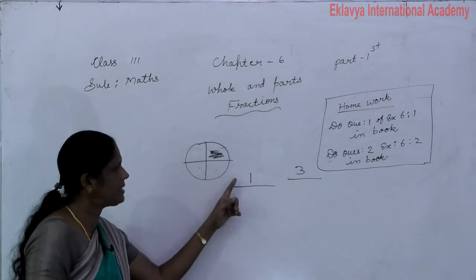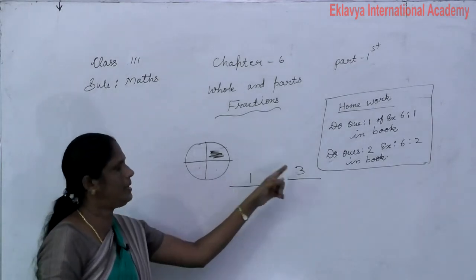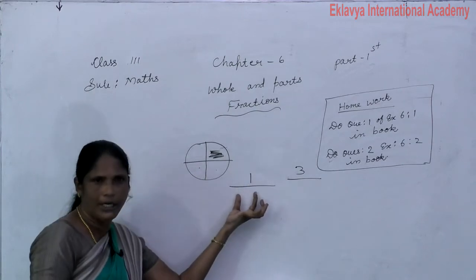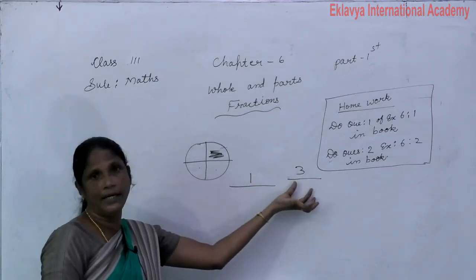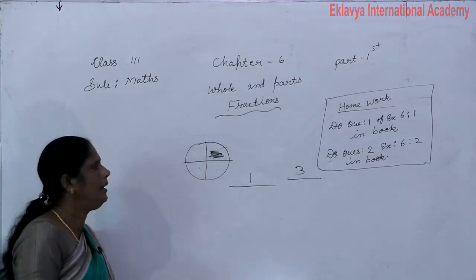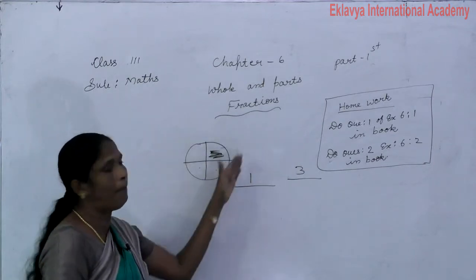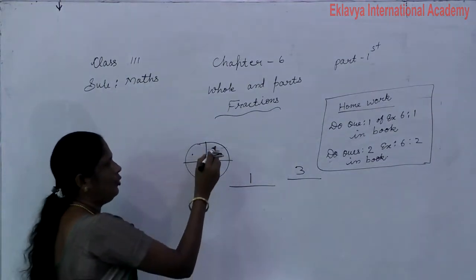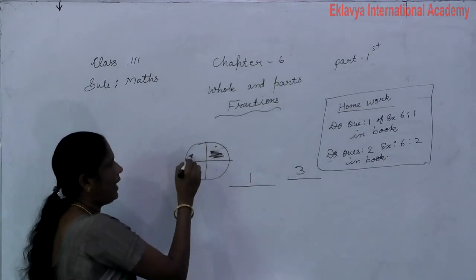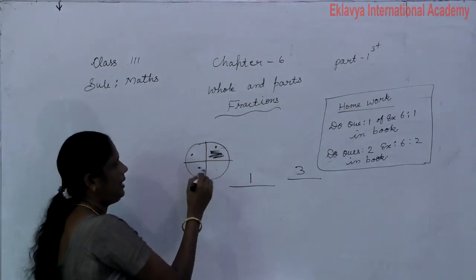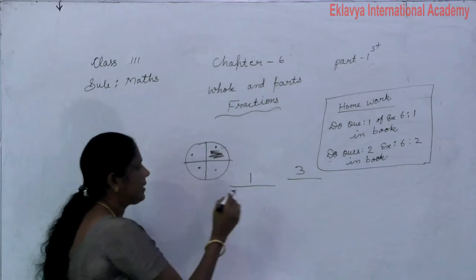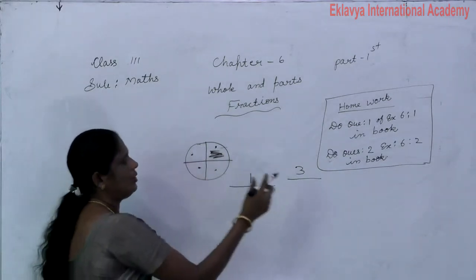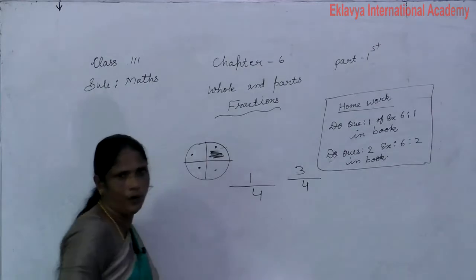Okay. This is the colored part. This is the uncolored part. That is, this is the shaded part, this is the unshaded part. Now the total parts. How many total parts? 1, 2, 3, 4. I write this here. Then this also has a total of 4.